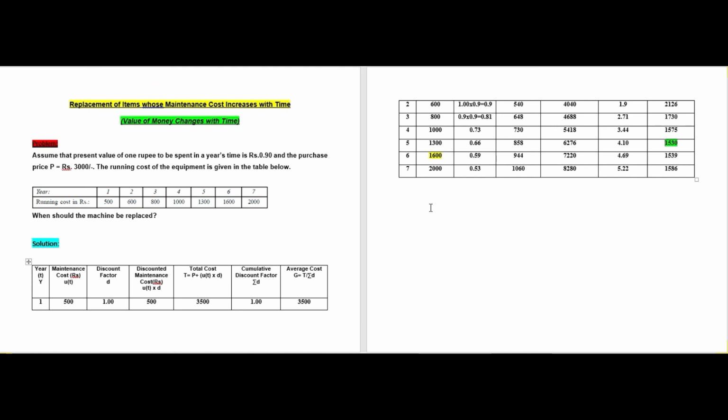If we go with the same machine for the next year, the maintenance cost will be increasing, so it would not be economical to the company. So the responsible person has to replace the machine at the end of the fifth year. The machine has to be replaced at the end of the fifth year.